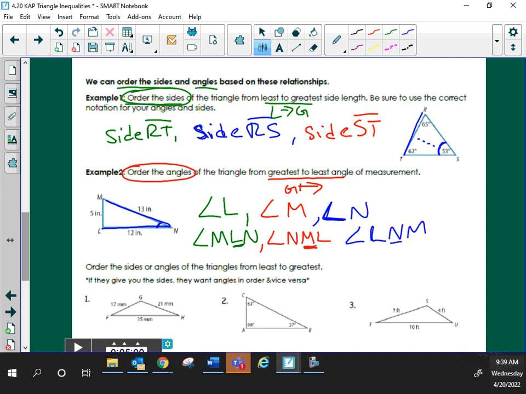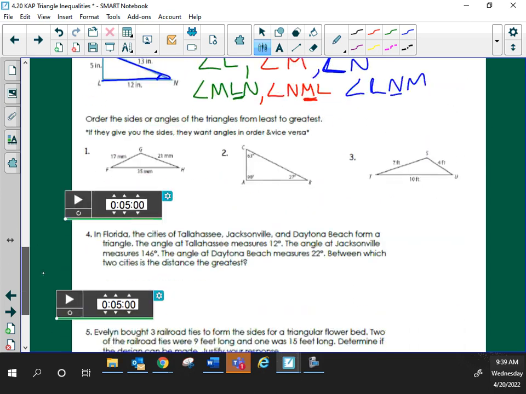Again, the key thing is that the middle one has to be the vertex. Okay? You could see either one of these notations for the angles. You're going to be confused, I'm just letting you know. Okay? But yeah. So what I want y'all to do now is practice with these next ones.